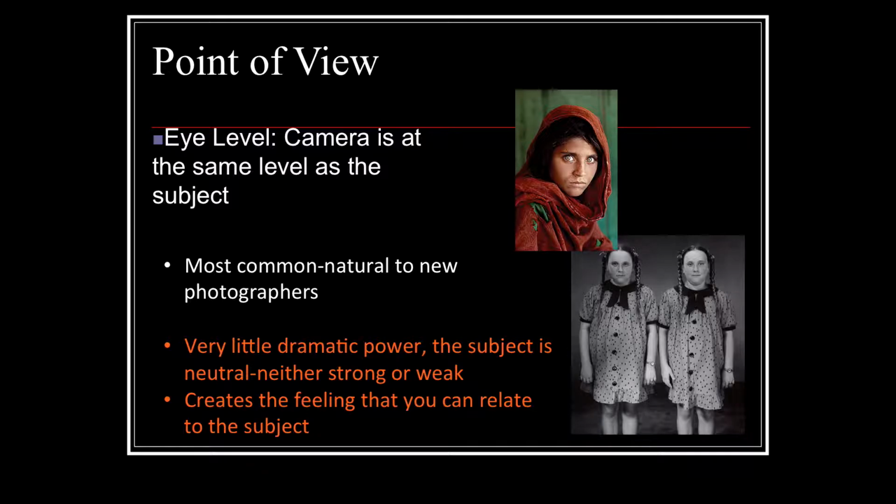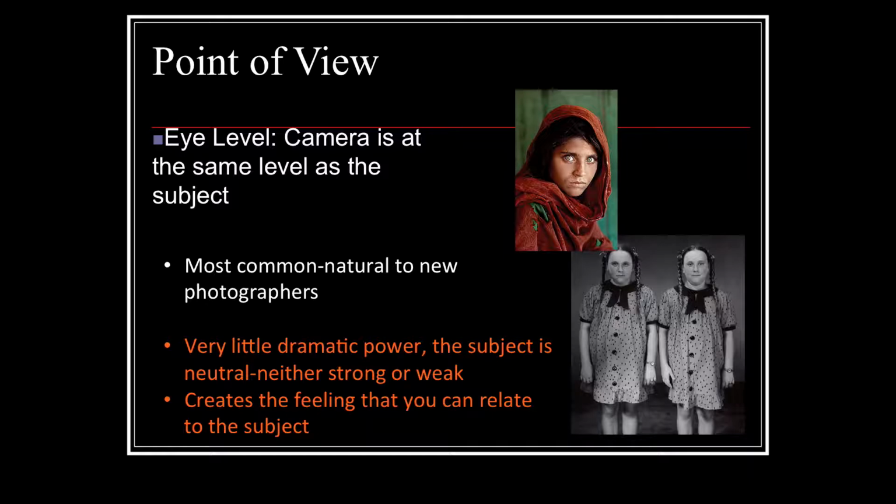The next one is eye level. So in eye level, I always say that I'm not 100% sure I should even have eye level in here. It's what is most common. Most students shoot like this already. When the camera is at the same level as your subject, you can see that it's right level with your subject. It's the most common. It's natural for most people who are new to photography.